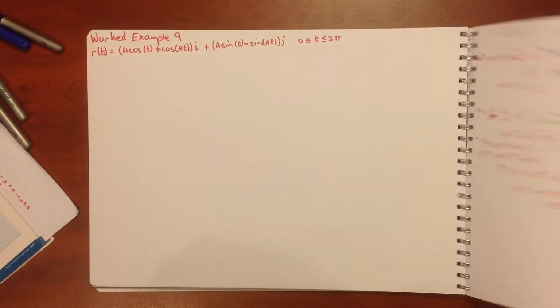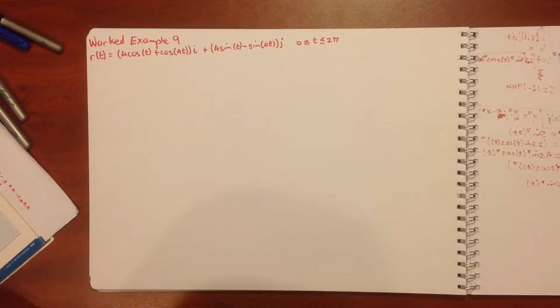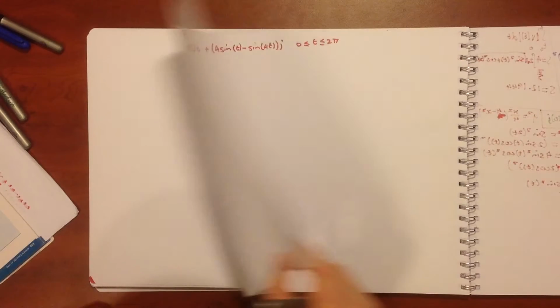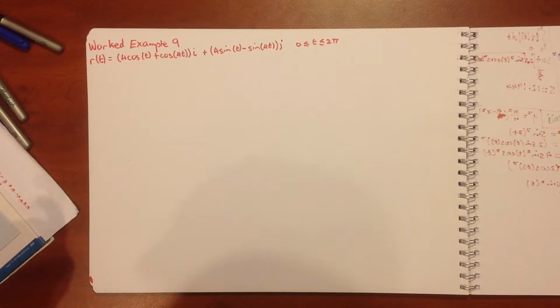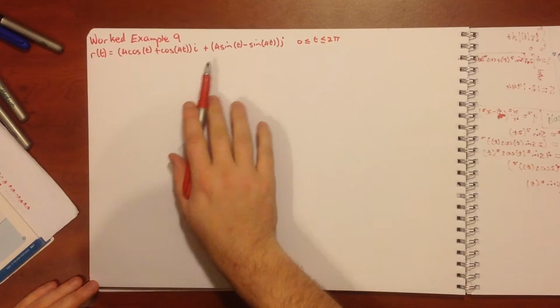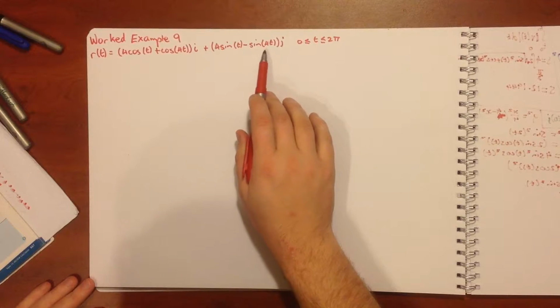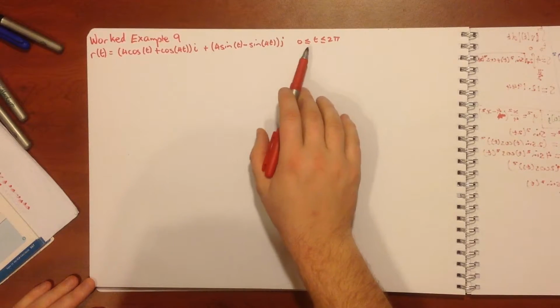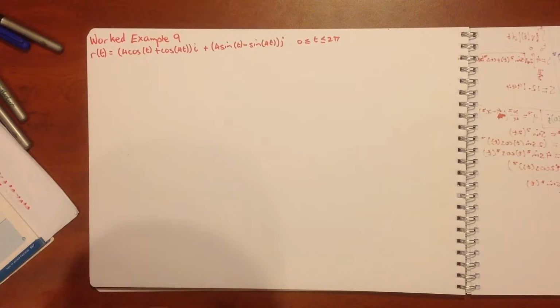We do in fact have one more worked example, which again is going to be quite in depth, but as I said, I've given myself a bit more room here. We've got 2 pages, so we should be able to get through it. For worked example 9, we're told that we've got a position vector given by r(t) equals (4 cos t plus cos 4t) i plus (4 sine t minus sine 4t) j, where t is between 0 and 2 pi.